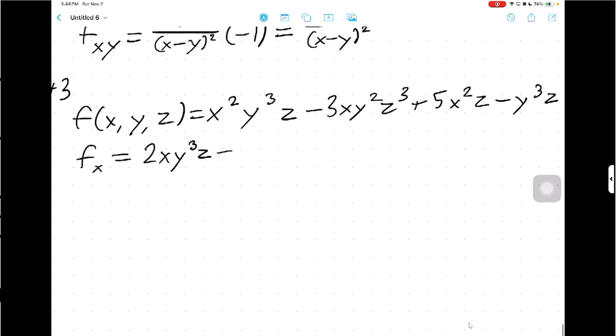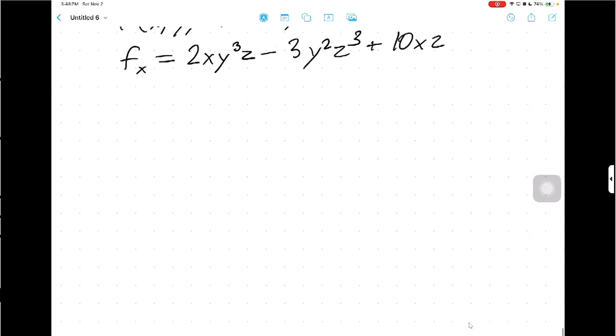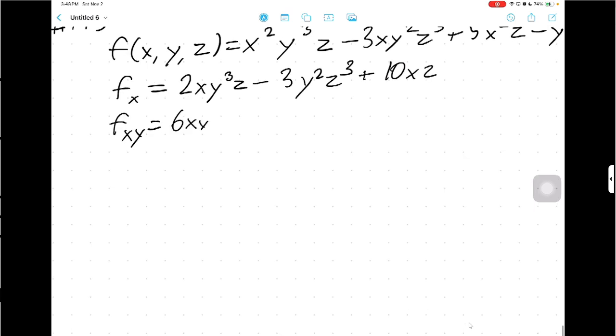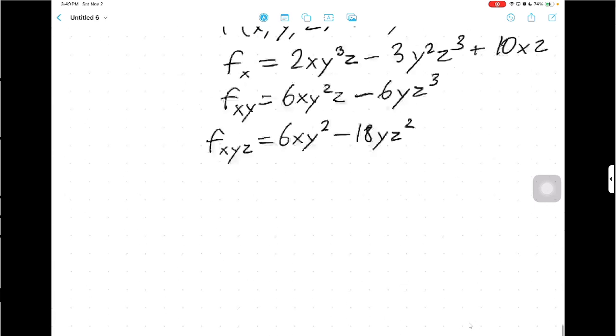2x y cubed z. Y cubed z is a constant. Derivative of x squared is 2x. 3y squared z cubed plus 10xz. And then this is a constant, so it's gone. Then with respect to y, we're going to have 6xy squared z minus 6yz cubed. And this is a constant, so it's gone. Finally, we have 6x f sub xyz, 6xy squared minus 18yz squared. And that's our answer.